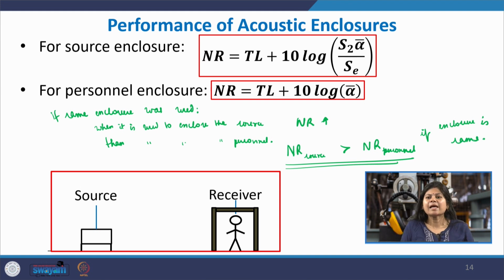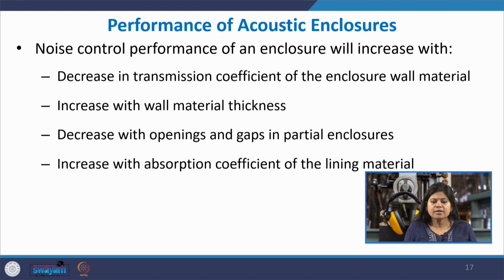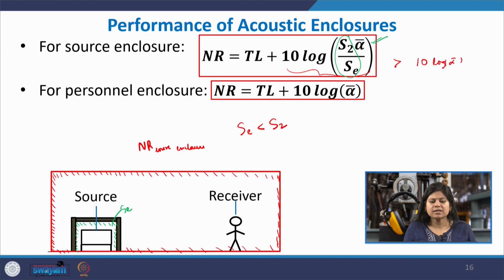So, in a more generic way, suppose you have a factory floor and the machinery source is operating on that closed reverberant factory floor and personnel is also there working nearby, then it is more effective to directly close the source rather than keep the source open and try to close the personnel. So, let us now also look at this equation and see what are the factors that affect the overall noise reduction achieved by an acoustic enclosure.